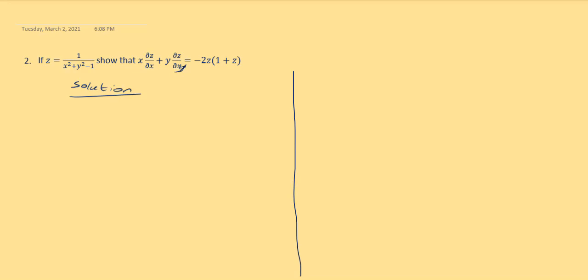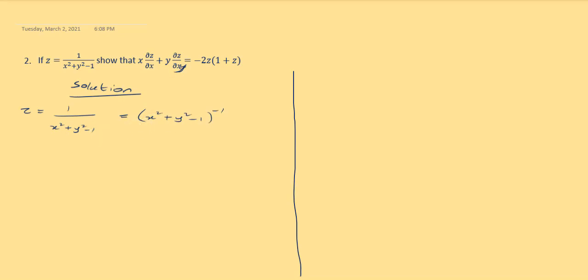Now the first thing you need to take note of is that z is equal to 1 over x squared plus y squared minus 1. In other words, if I want to write this in indices form, this will become x squared plus y squared minus 1 raised to the power of minus 1. It's still the same thing from the law of indices.